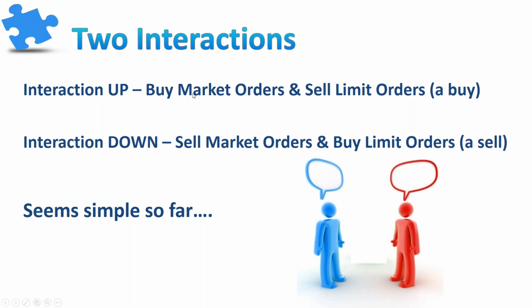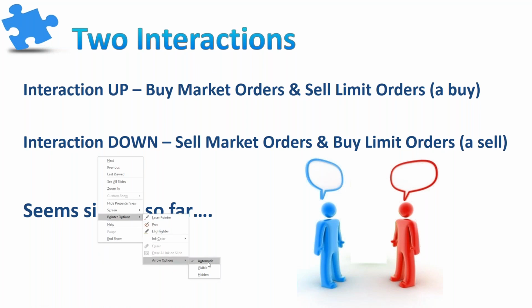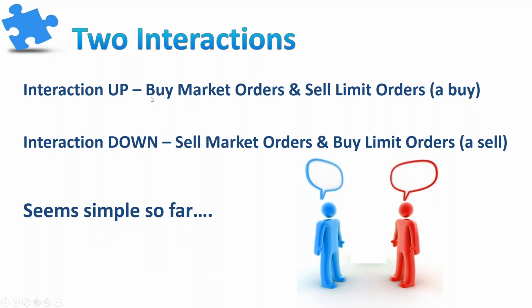So when a buy market order gets traded, it's because it's traded with a sell market order. Okay, so we consider the trade where a buy market order hits a sell limit order. We consider that to be a buy because the market order is the stronger order, it's the aggressor, right? The other interaction, we call an interaction down, is when a sell market order trades with a buy limit order.